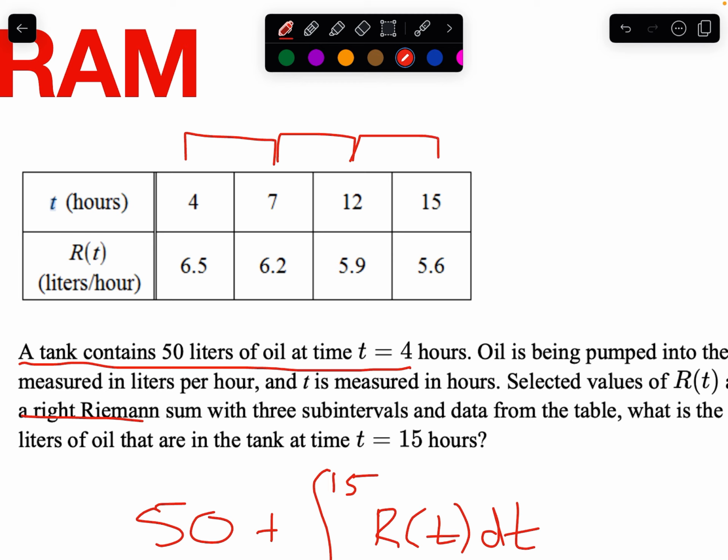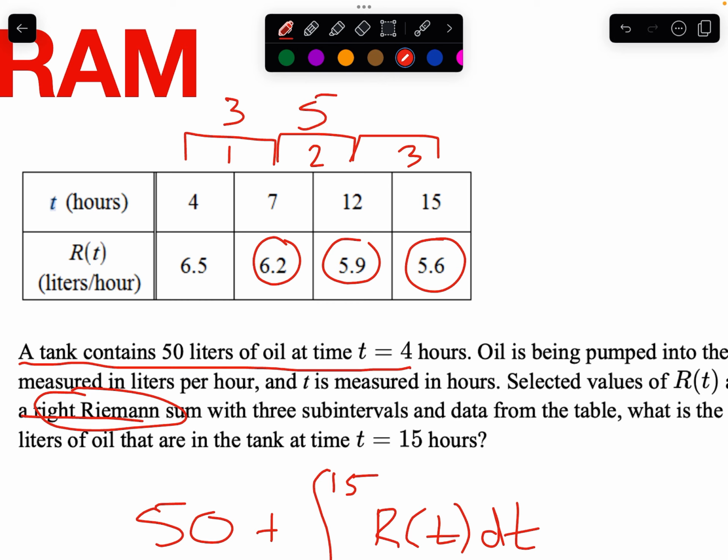Okay, so we're going to use 3 rectangles basically, where the heights of those rectangles are dictated by the right endpoint. This is a right Riemann sum. So here's interval 1, interval 2, interval 3. It's the right endpoints of those intervals that will be our heights. And the bases of our rectangles are those distances from 4 to 7, from 7 to 12, and from 12 to 15.